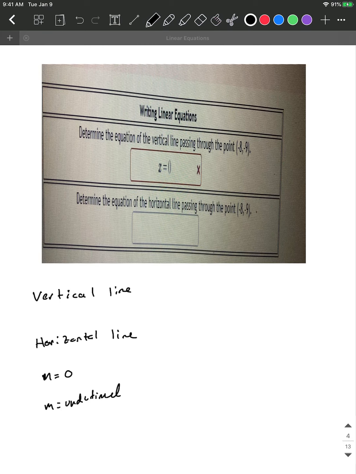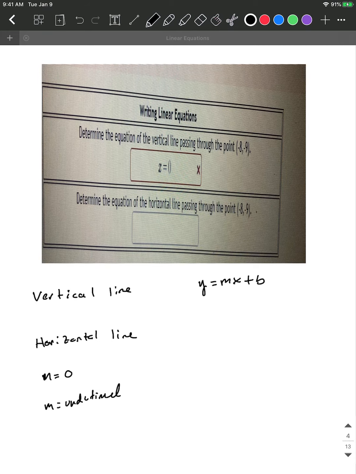Now the idea is that we still want to write it in the equation of a line. So obviously we know that the equation of a line at this point would be y is equal to mx plus b. But now we have to interpret depending on what the information gives us, so that it lets us know what we work with. So in the first one, it says determine the equation of a vertical line passing through the point negative 8, 9. So when we look at this, you're given a vertical line.